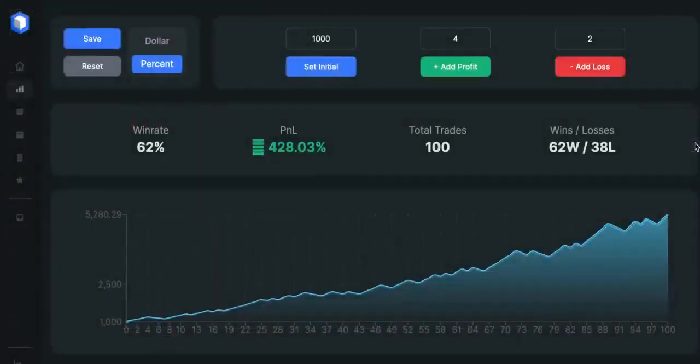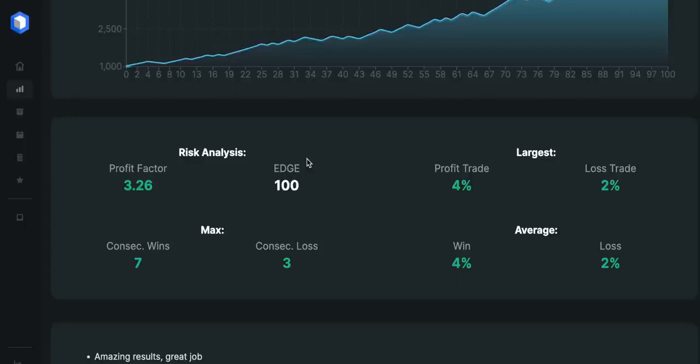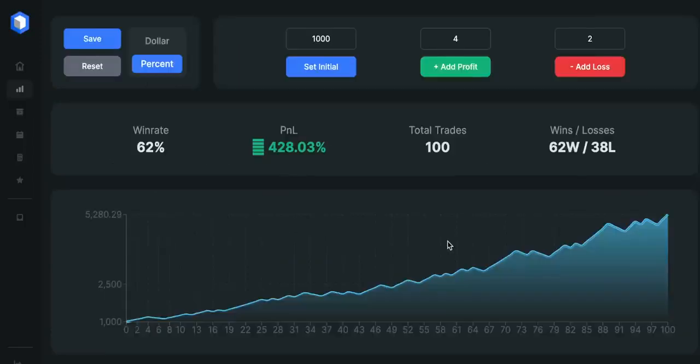Alright, so these are the results after 100 trades. Right away we can see that the win rate has increased to 62%. I think it's really high for such a risk-reward ratio. We also gained 428.03% of profits on our account. The profit factor is 3.26 and we had 7 consecutive wins against 3 consecutive losses. Notice how well we reduced our losing streaks, and now the equity curve looks much more stable. So I definitely recommend this strategy.